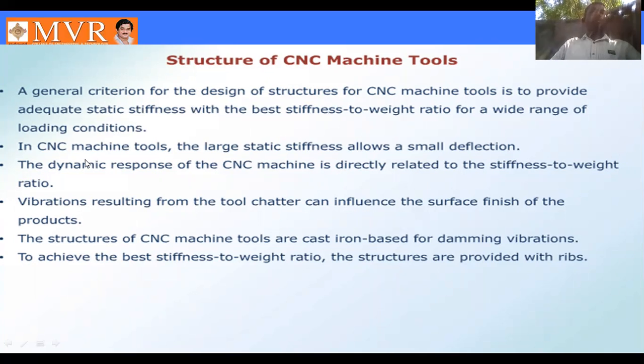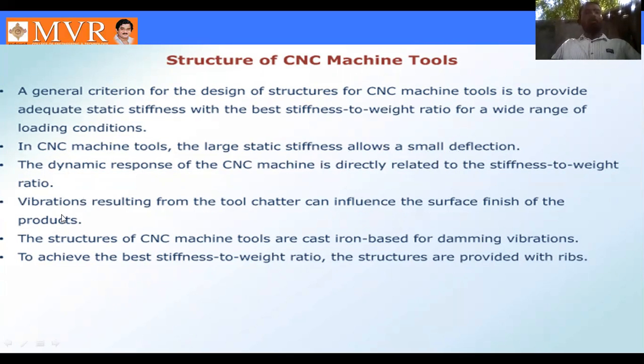Next, in CNC machine tools, large static stiffness allows only a small deflection. The dynamic response of the CNC machine is directly related to the stiffness-to-weight ratio. It is not indirect; it is directly related.